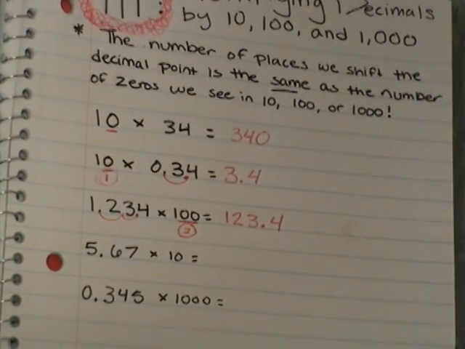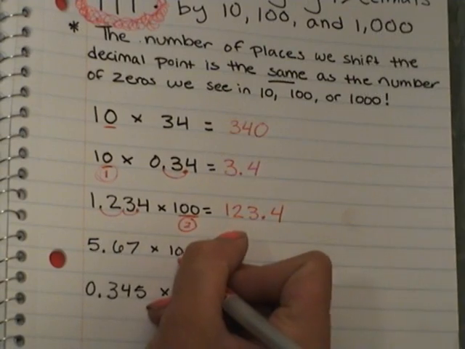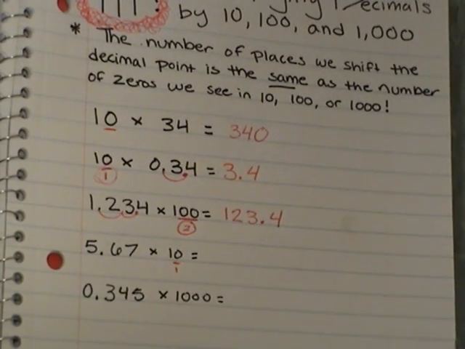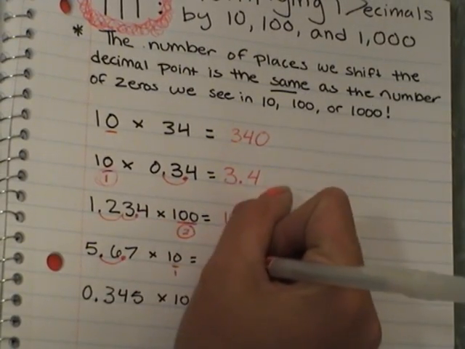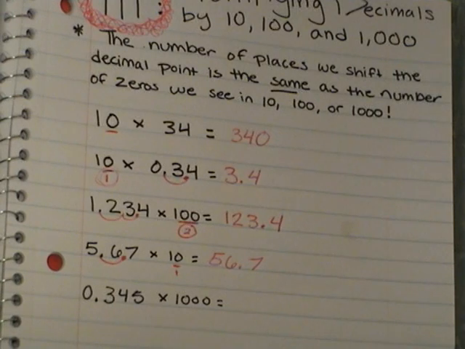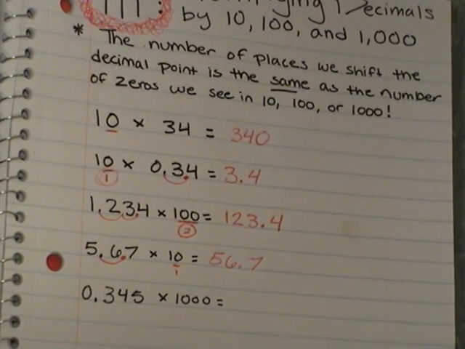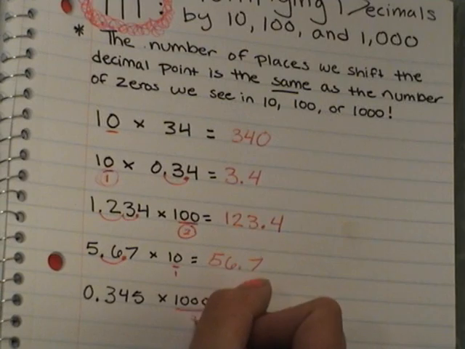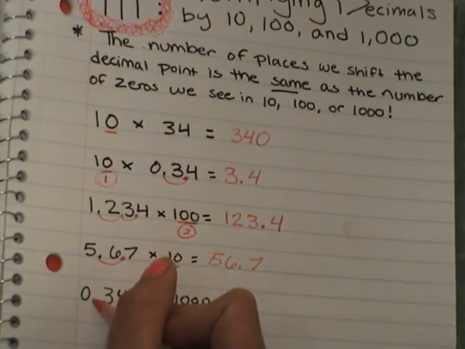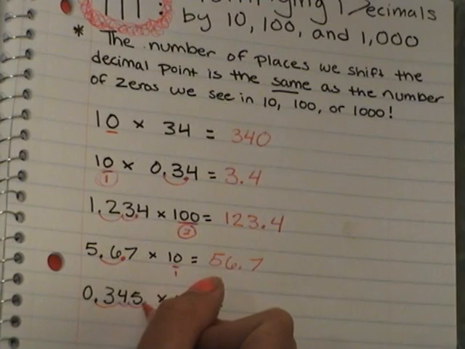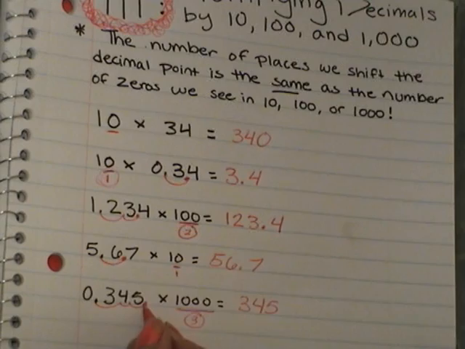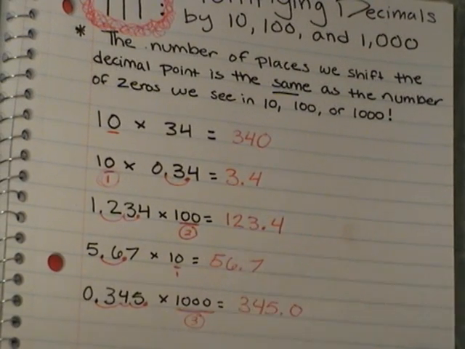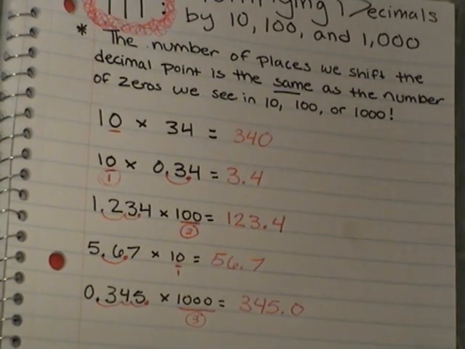Okay, the next one. I have one 0, so I'm going to be moving my decimal point one time, moving it to the right because I'm getting bigger, equal to 56 7/10. Alright, and the next one, I have 3 zeros, 1,000. 1, 2, 3. So I'm moving this decimal point 1, 2, 3. Now my answer is 345. See how my decimal point's at the end? This could also be 0.0 or 0/10, but it could also be just a whole number, 345.